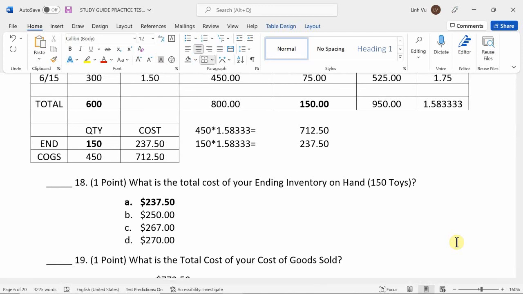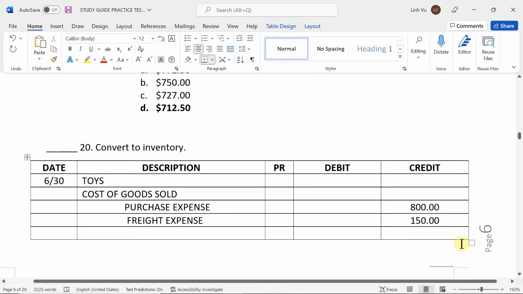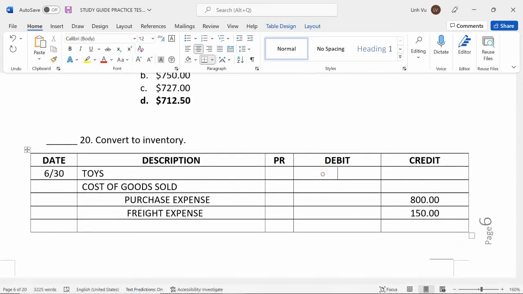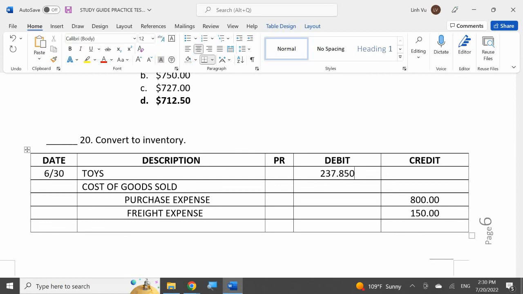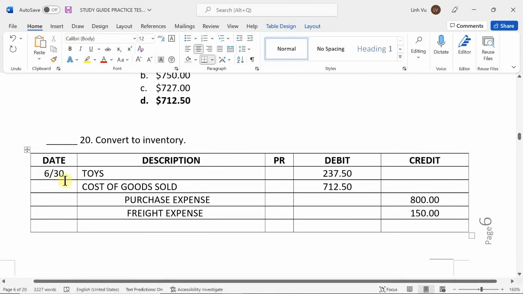So we have the toys would be 237.50. Good, because I can only convert 150 of them because that's what I have left in my inventory. And how many did I sell? 712.50. Good, because we sold 450 units. So in this case, this is your conversion entry. Good. All right. So that's question 20.